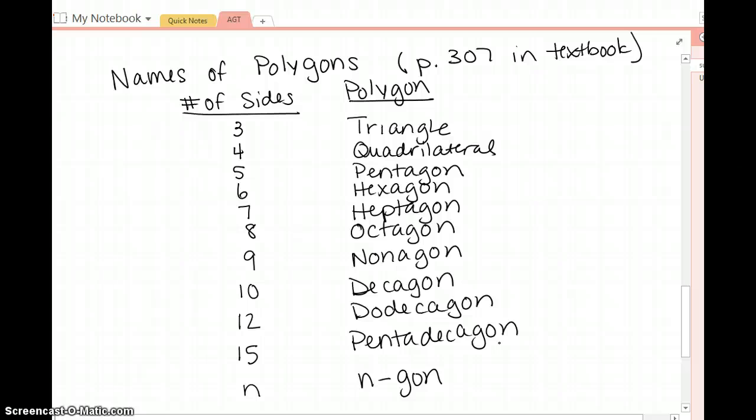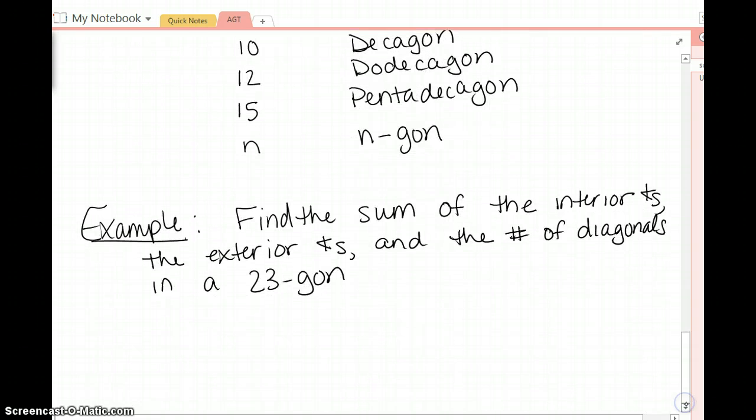Make sure you can go both ways. If I tell you that the figure has 10 sides, you need to know that it's a decagon, and you need to go backwards. If I tell you that it's a pentadecagon, you need to be able to tell me it has 15 sides. So make sure you know the names of your various polygons.